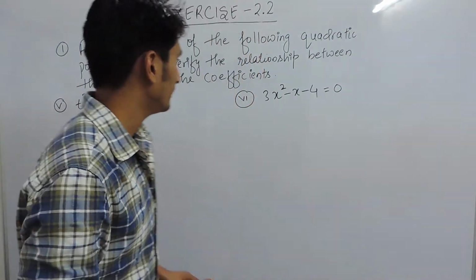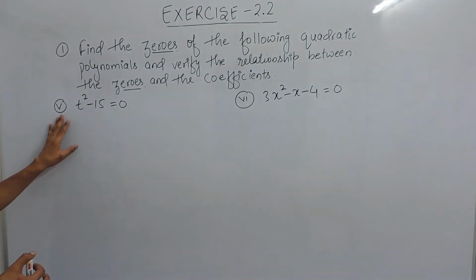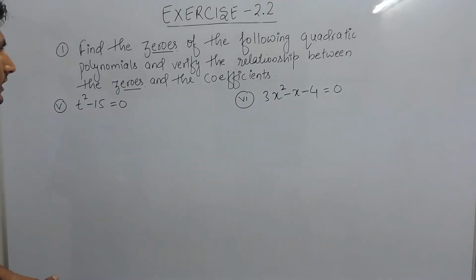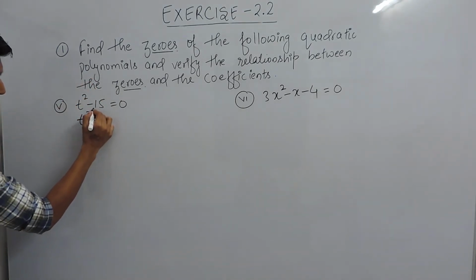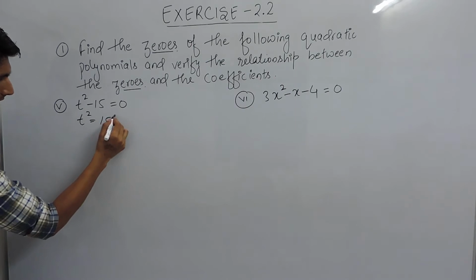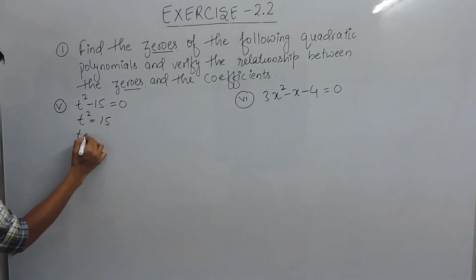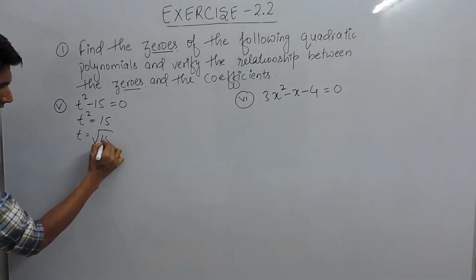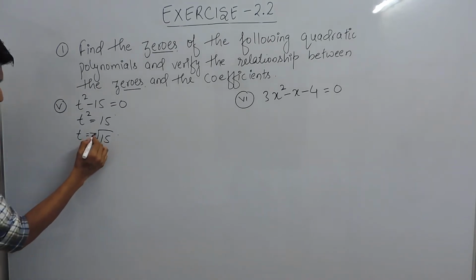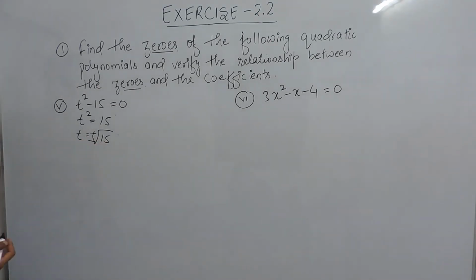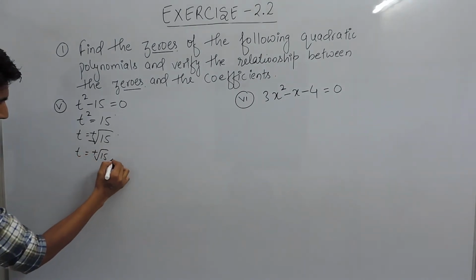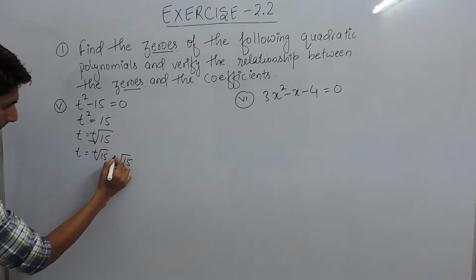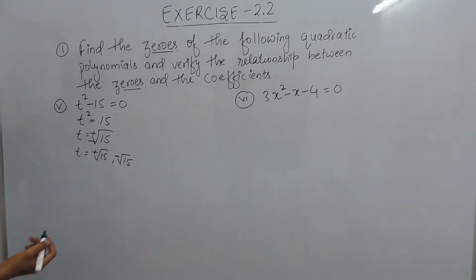Hello everyone, in this video we are going to solve part 5th and part 6th of question number 1st. Again you have to find the zeros. So for that, shift this 15 to that side, it will become plus 15 and the value of t will be equal to root 15, or you can say plus minus root 15. So the value of t can be plus root 15 and can be minus root 15.